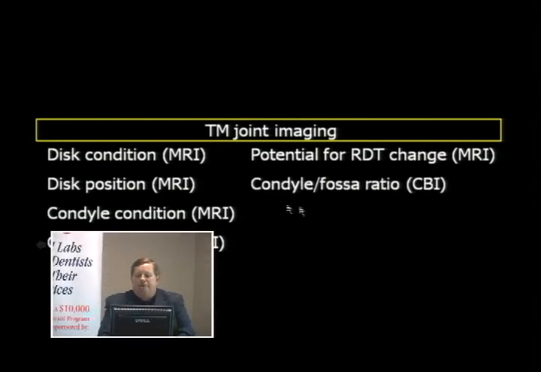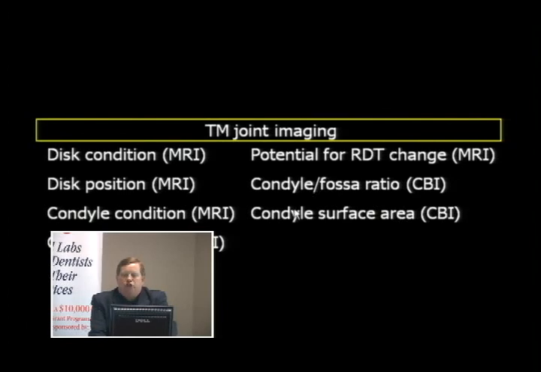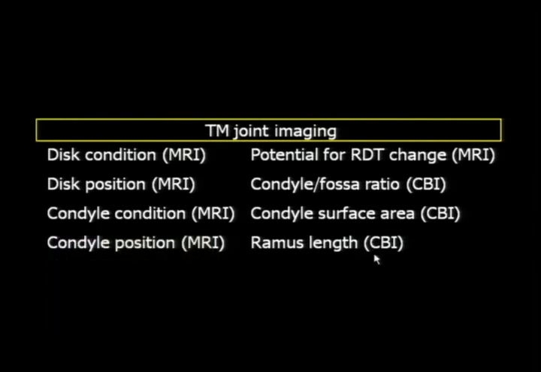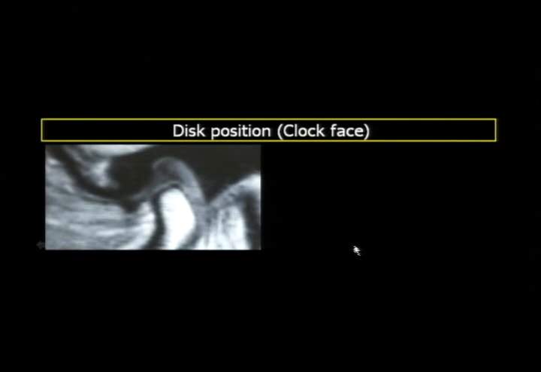We'll look at the condyle to fossa ratio. How snugly does that condyle fit in the joint socket? And we'll look at condyle surface area. The top picture I showed you, that's ultimately where the load's being distributed. That has to be wide enough and long enough to distribute the forces. If that's a skinny little sliver of bone, it's not going to make it. And then ramus length. That's going to give us an idea of how well we've had mandibular growth. I'm just going to show you a few scans to give you an idea of what we're looking at.